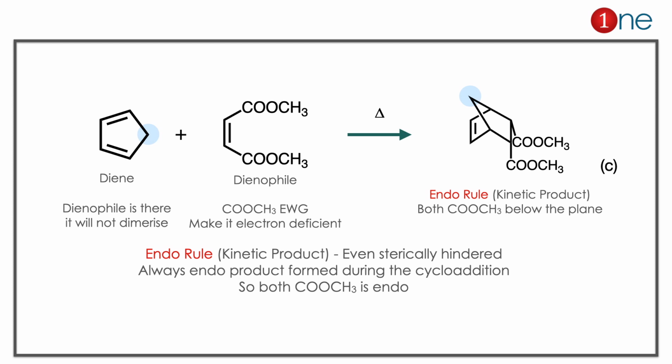Here you have to learn two important things. One is the Diels-Alder reaction is always between a diene and a dienophile. That's why the starting material is not dimerizing. It reacts with the dienophile. Second thing is the endo rule. The endo rule says that the product is always endo even though it is sterically hindered and kinetic.